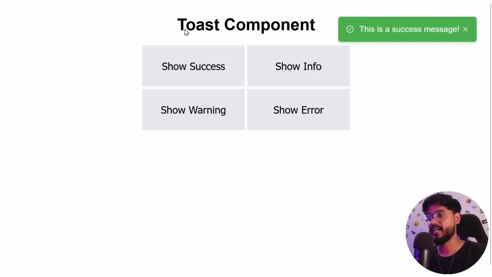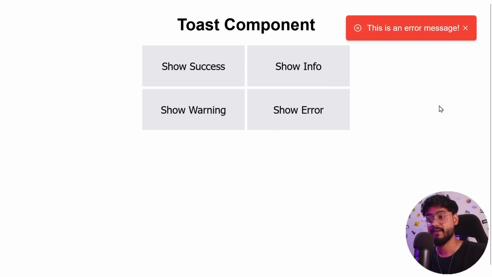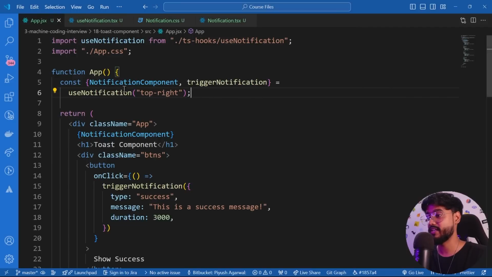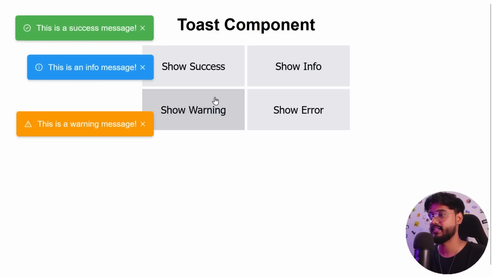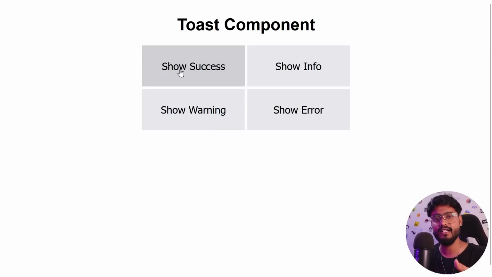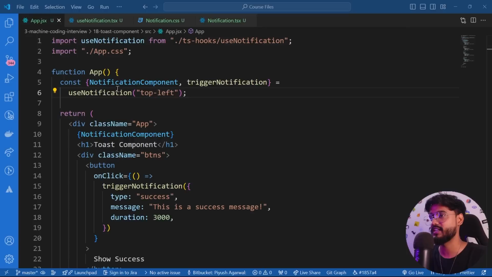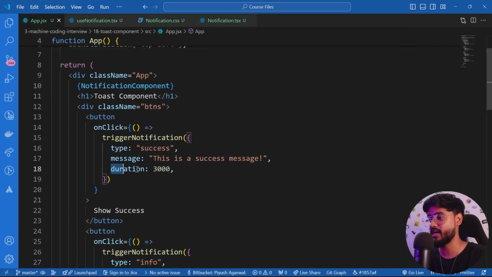So this toast component has 4 different variants: success, info, warning, and error message. And to import this component inside of our code, we have this use notification hook, which just takes a param for our position. So let's say if I say top left, now it's gonna start appearing on top left, and you can see this stacking behavior. Whenever multiple notifications are triggered, they are stacked one below each other, and each notification has a particular duration which we can provide over here.